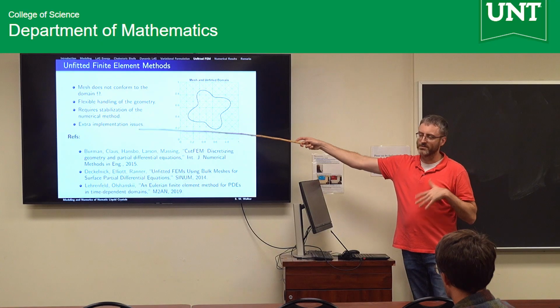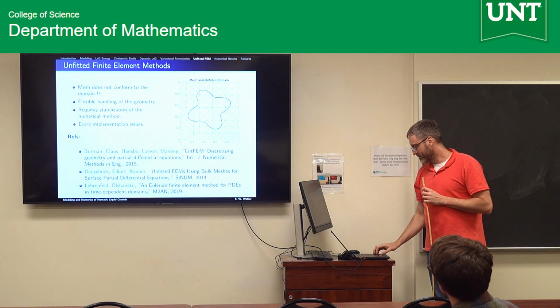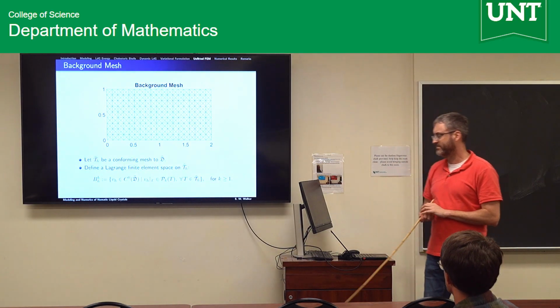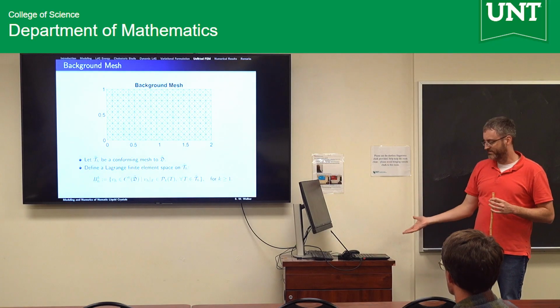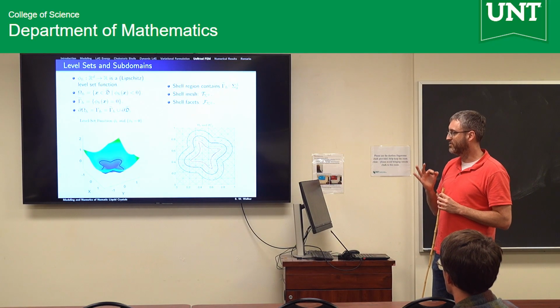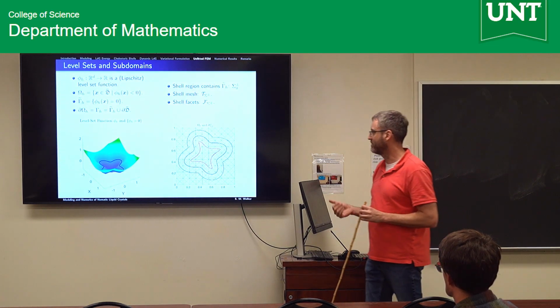And you also have to deal with some extra implementation. Alright, so how does this work? So I have a fixed background mesh. Lagrange finite elements, so nothing fancy. And then I'm going to track the domain using level set functions. So this is a well-known technique.